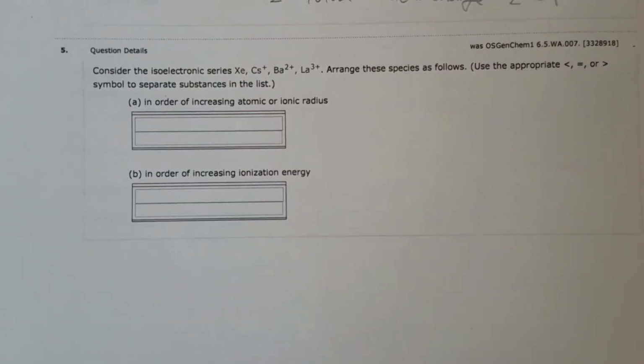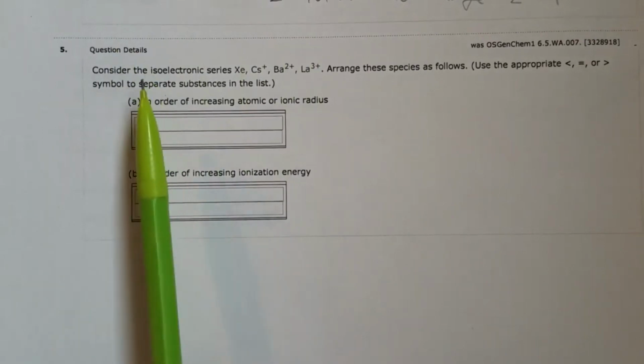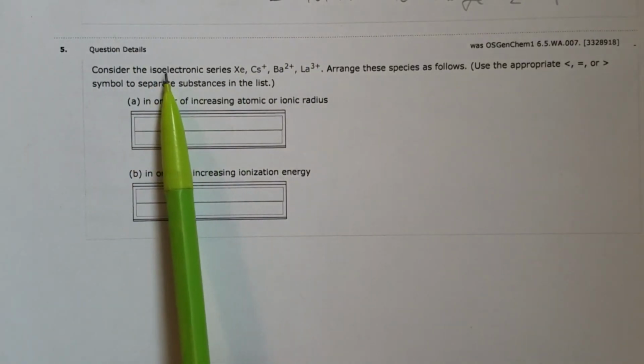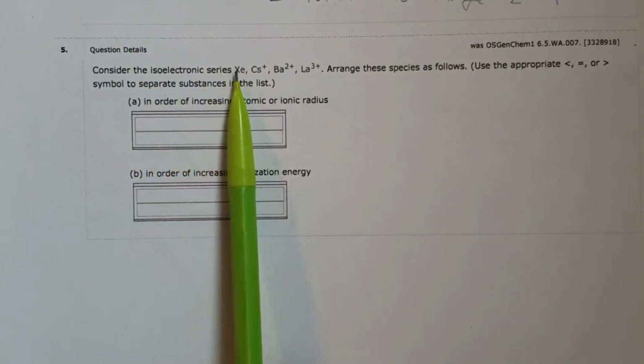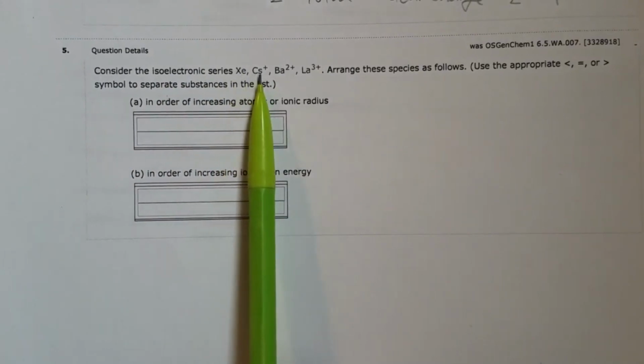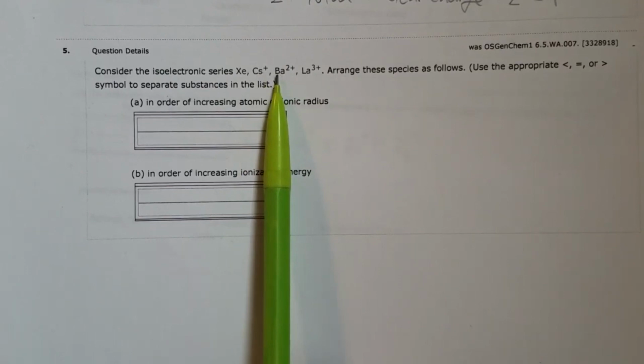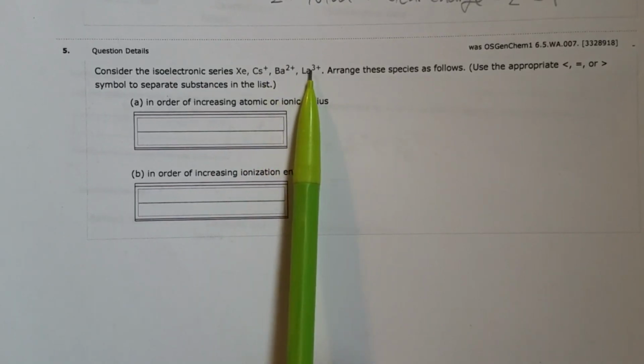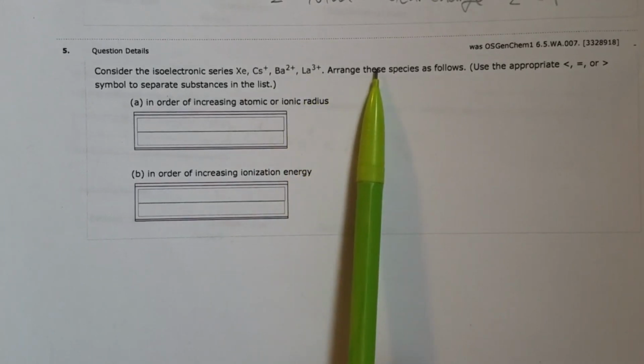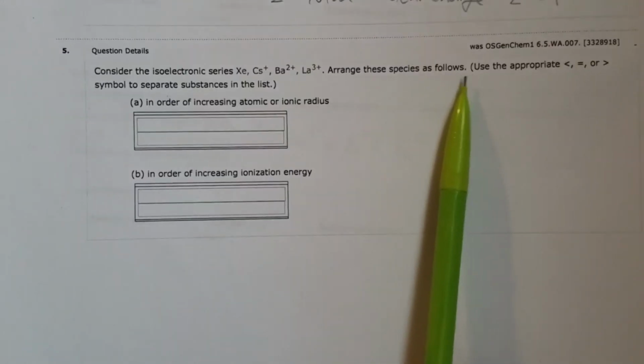This is chapter 6, periodic properties, homework question number 5. Consider the isoelectronic series xenon, cesium ion, barium ion, lanthanum ion. Arrange these species as follows.